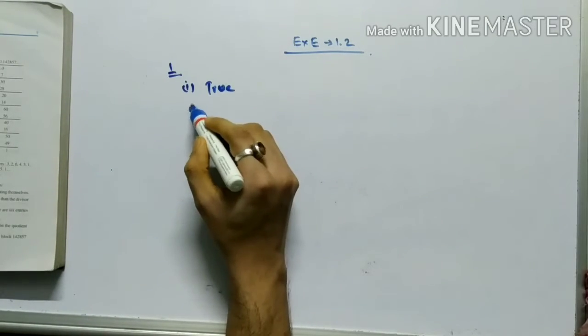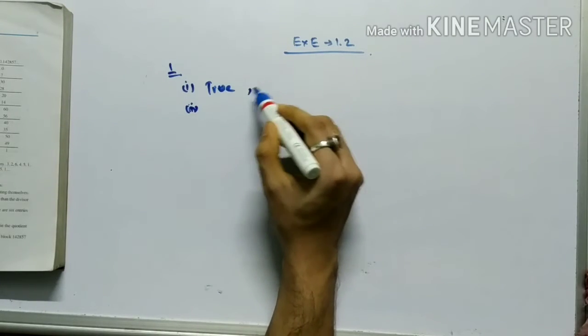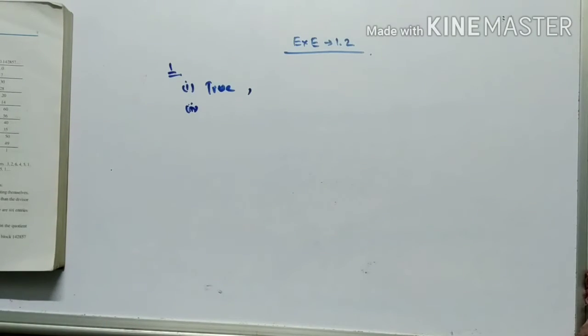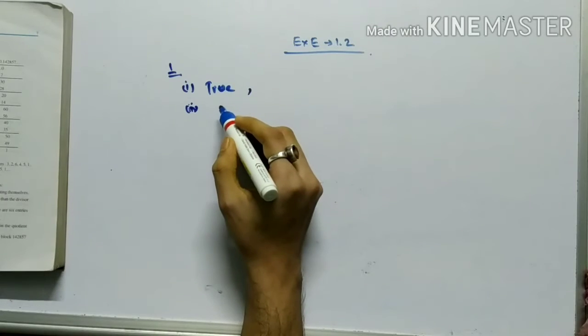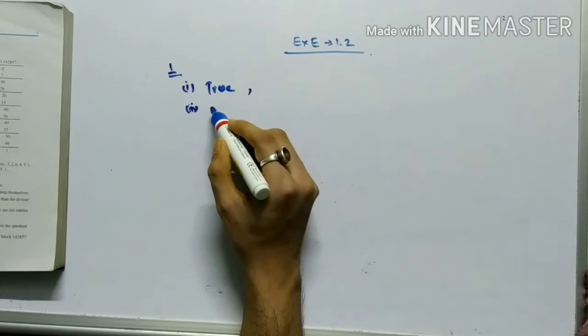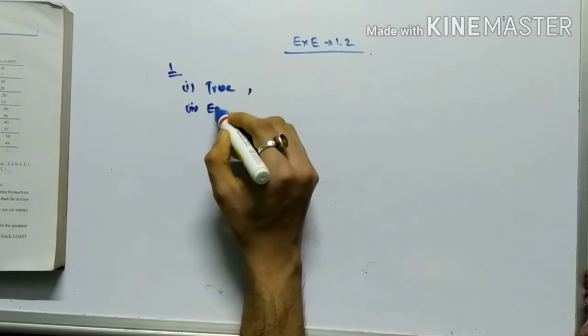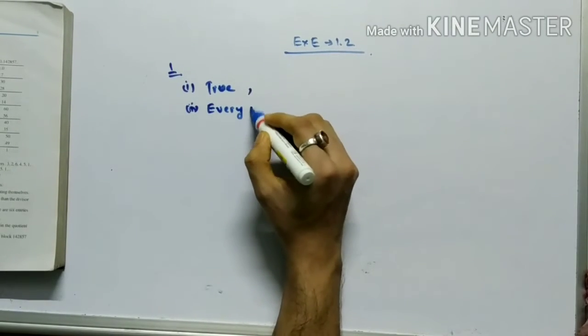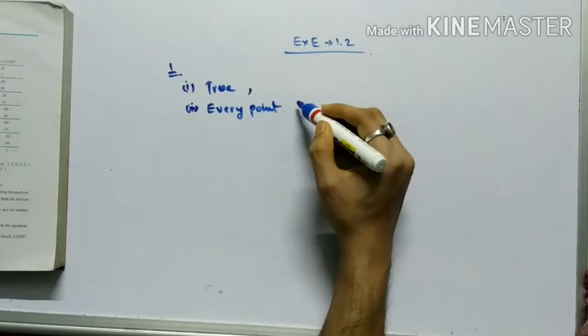Next justification. This justification is already given in the class, so you see what justification it is given. Next it is number 2, every point on the number line is of the form... This one you see, type 1 number 2. I think it is not given in the class.